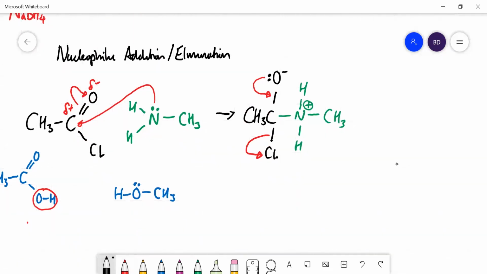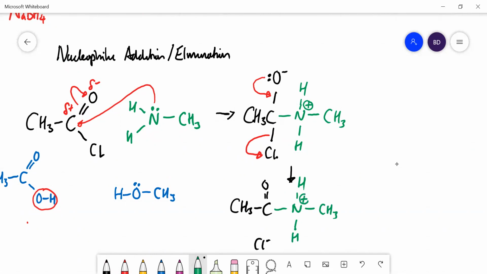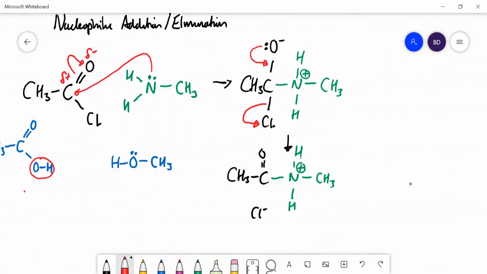Right, let's draw the next intermediate. So we've got CH3, we've got our carbonyl group back. Cl minus has fallen off, and we have our nitrogen there with positive charge. And the final step in the mechanism, again, you should really show that hydrogen being accepted by the amine, but it's okay just to draw it as falling off by itself.